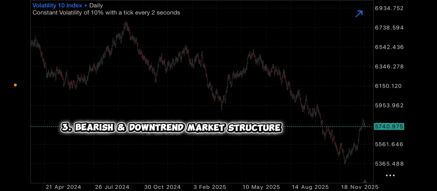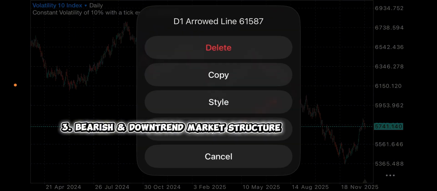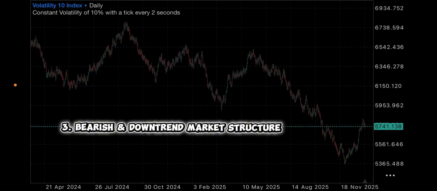Let me use this particular point. You can see this is a low. This next low is lower than this previous low. This is a high. This next high is lower than this previous high. Let me do another one. This is a low again. This next low is lower than this one. It just keeps going lower, it just keeps dropping. You see this high? This next high is lower than this one. And that is simply what we mean by the bearish market structure, or the downtrend market structure.